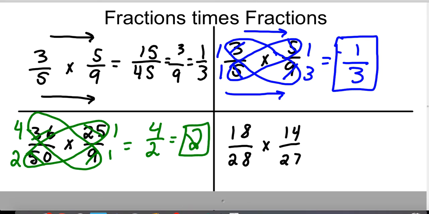Now, in this example over here, which I will be doing in purple, again, I'll be showing an example of cross-canceling. Now, 18 and 27 share a common factor of 9. 18 divided by 9 is going to give me 2. Sorry for this little issue right here. And here, let me clear that up a little bit.